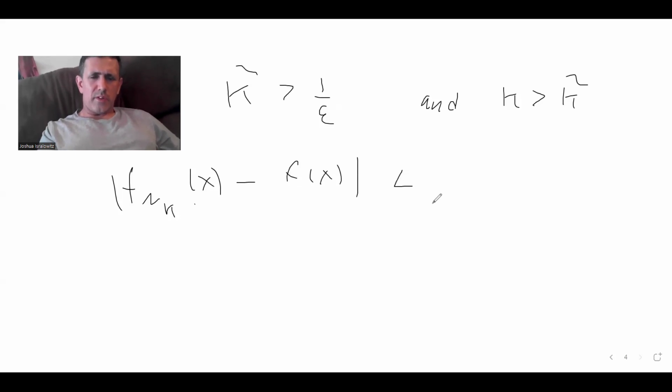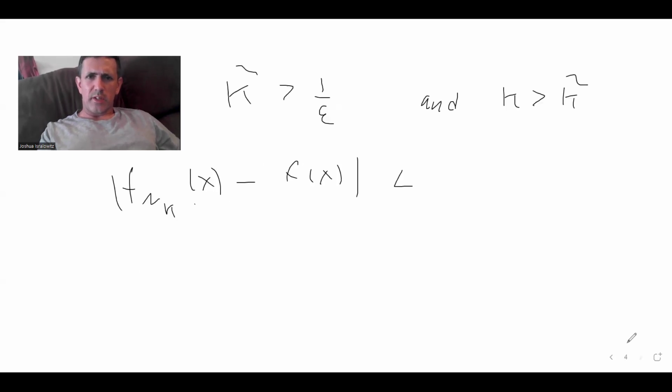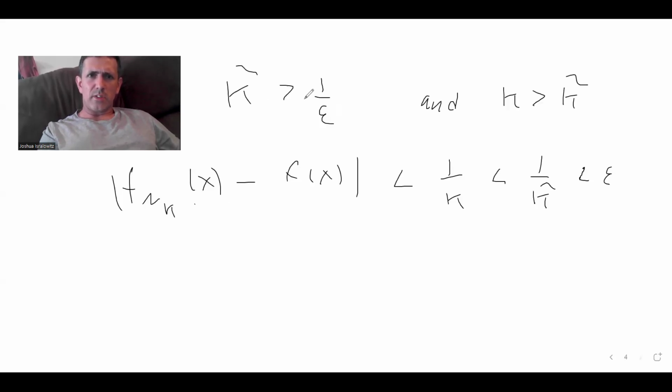Yeah, so this works for any K whatsoever, because we're away from all of these B_K's. We're in this intersection here. This is going to be less than 1 over K, and that's less than 1 over K tilde. And this has nothing to do with X. We're just picking an arbitrary X in our takeaway A. As long as this is true, we're good to go.